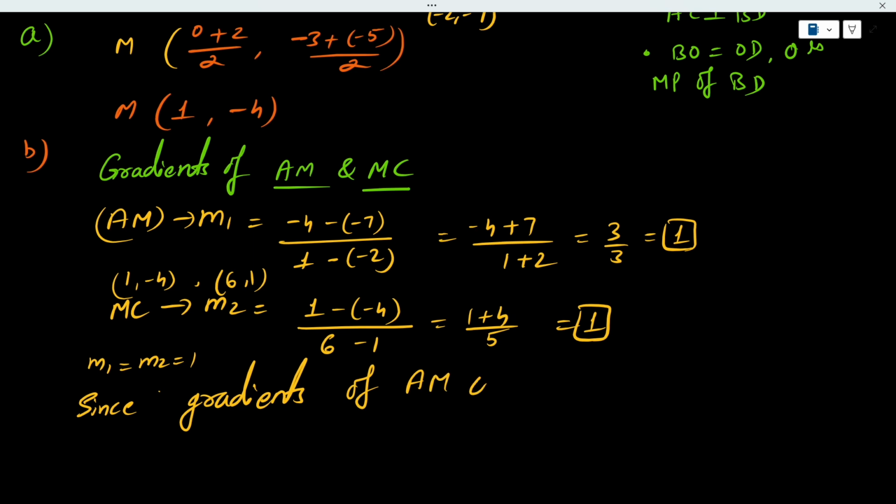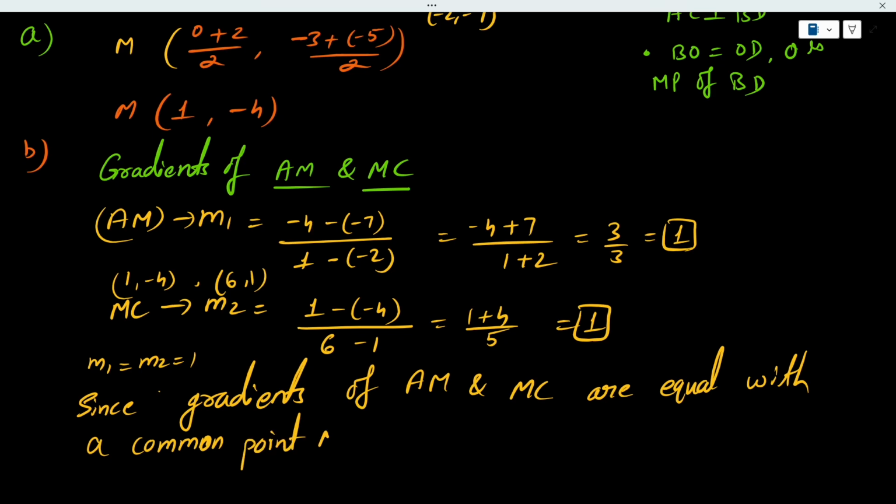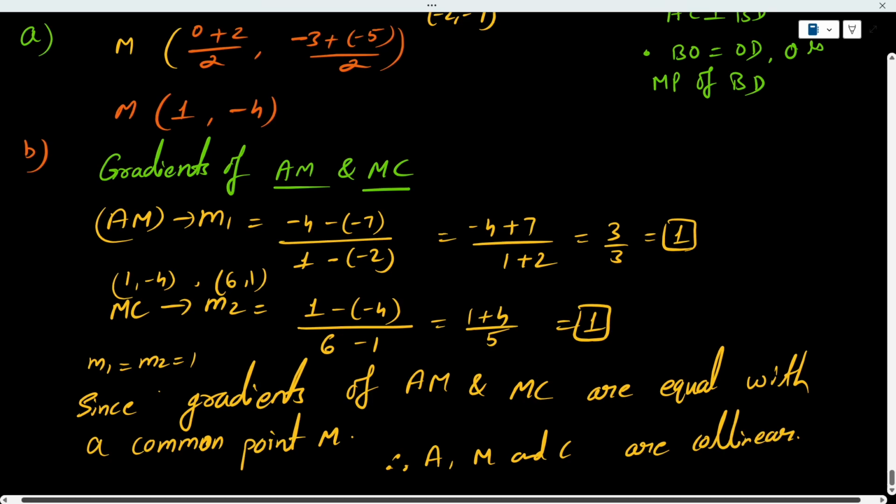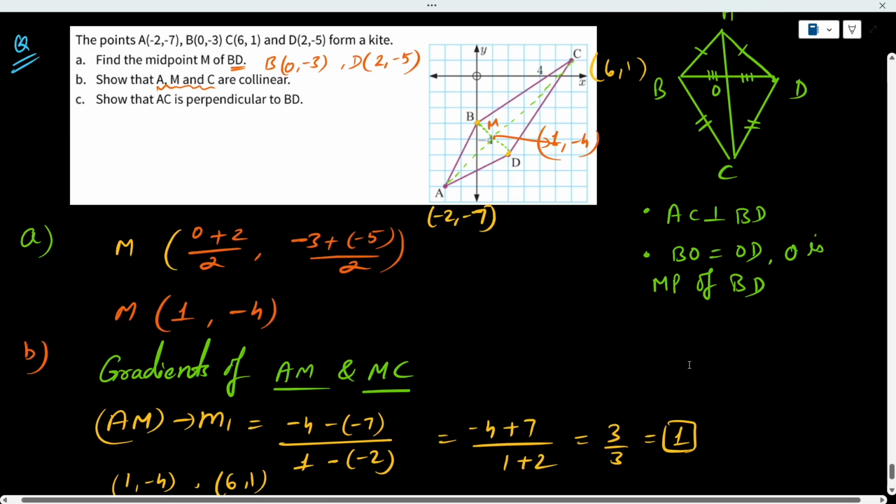The gradients of AM and MC are equal with a common point. What is the common point between both the lines? Common point M. Therefore, A, M and C are collinear. Always keep writing all the steps whenever you are writing solutions, so that you don't lose any marks for anything.